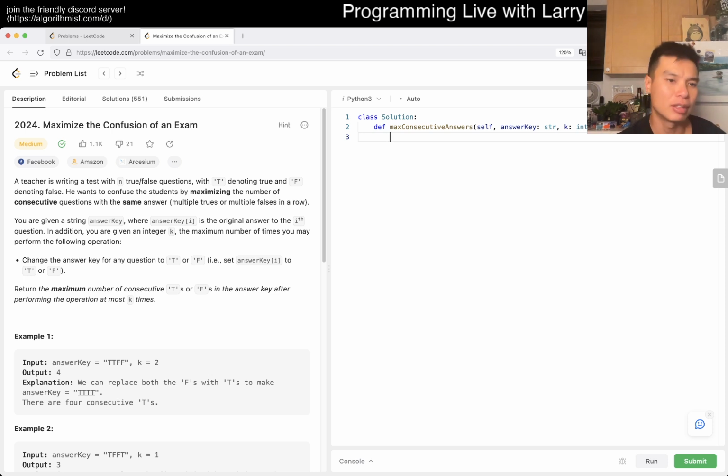And of course, one wrinkle is that they could be all true or all false, consecutive trues or consecutive falses. You just do the same thing but run it twice, right? One for true, one for false, and don't complicate it too much. So let's get to it, I suppose. Let's write this function for consecutive, right?